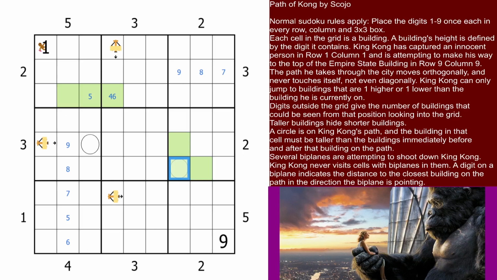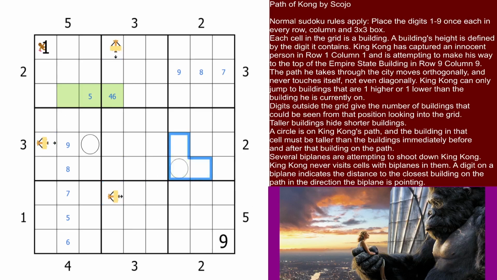Several biplanes are attempting to shoot down King Kong. Oh, okay, so these planes are trying to shoot him down. King Kong never visits cells with biplanes on them. Of course, King Kong does not want to die. So King Kong does not visit these cells with the planes. A digit on the biplane indicates the distance to the closest building on the path in the direction the biplane is pointing. Right. So let's take an example of this.